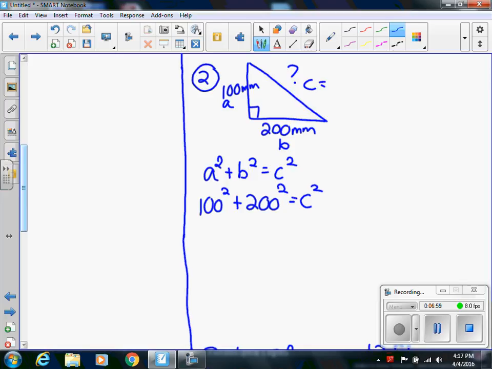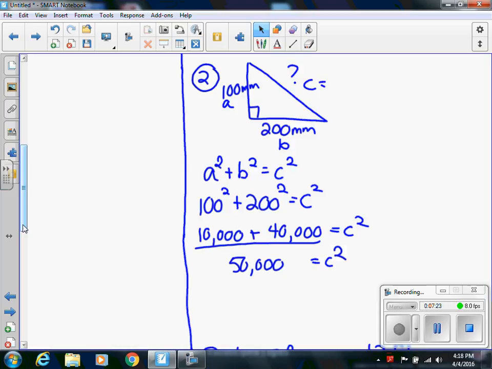Now I'm going to do some math here, the actual math. So 100 squared is 10,000. 200 squared is 40,000. It's going to equal C squared. When I add this up right here, I get 50,000. And that's going to equal C squared.